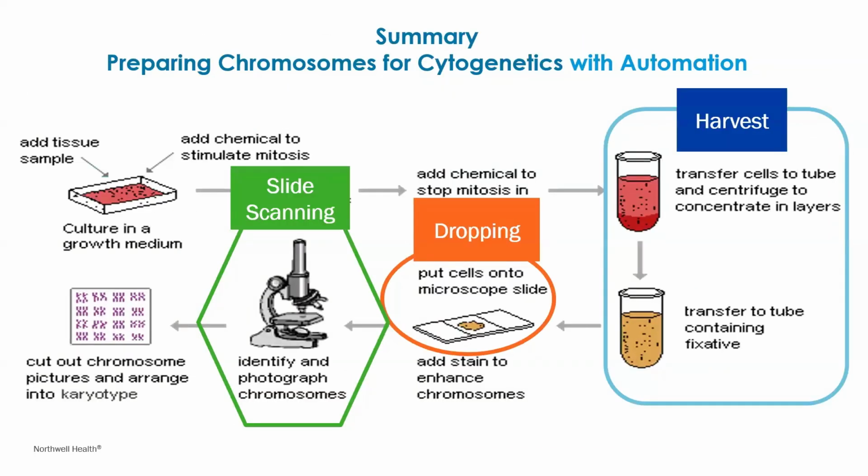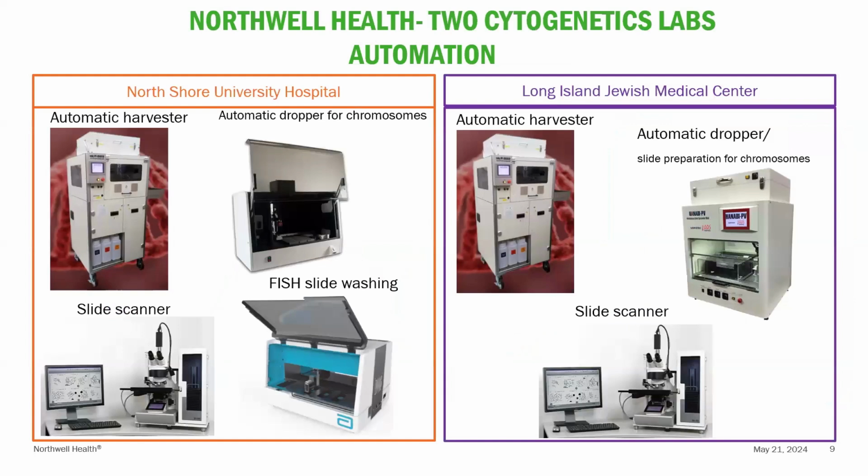We have acquired automated equipment for these 3 stages of the workflow: harvesting, dropping, and slide scanning. And next slide. For each laboratory, on the left you see our larger volume cytogenetics lab. We have those 4 pieces of equipment, and in our smaller lab, we have those 3. Thank you.